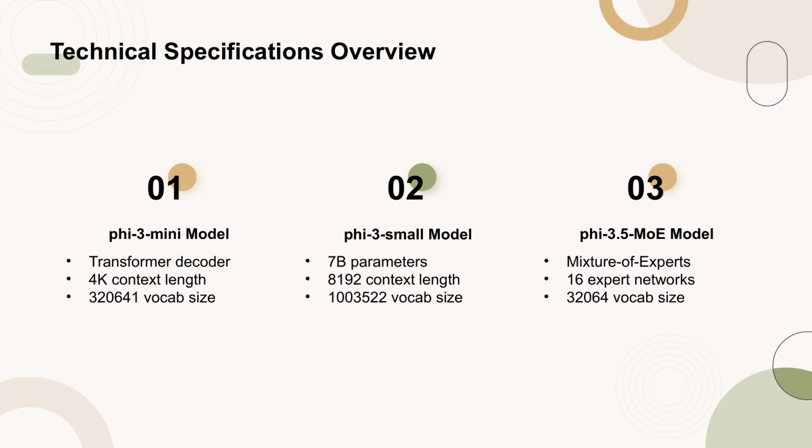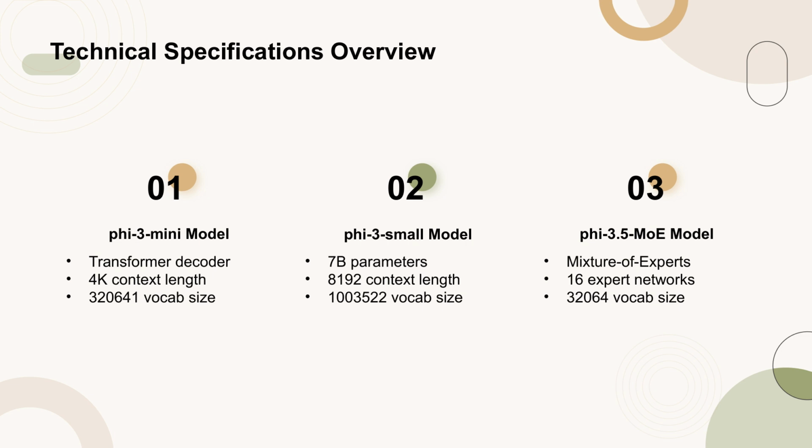of 4K and a vocabulary size of 320,641. The Phi-3 Small model, with 7B parameters, has a default context length of 8,192 and a vocabulary size of 100,352. It uses a tiktoken tokenizer for better multilingual tokenization.